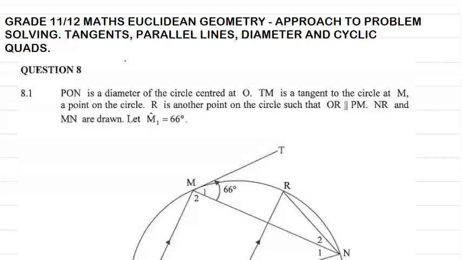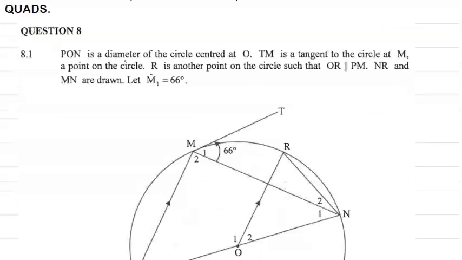It says in question 8, and these are all past examination questions, PON is a diameter of a circle. So you are given a diameter and it's centered at O. TM is a tangent to the circle at M, a position on the circle. R is another point on the circle such that OR is parallel to PM, NR and MN are drawn, and let M1 equal 66. If you look very carefully, you are given a diameter, you are given the center of the circle, you are given a tangent, and you are given parallel lines.